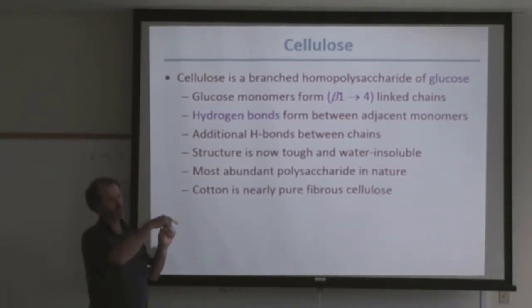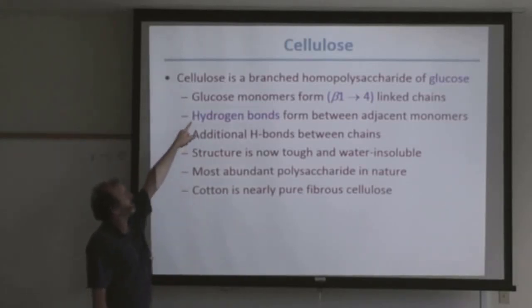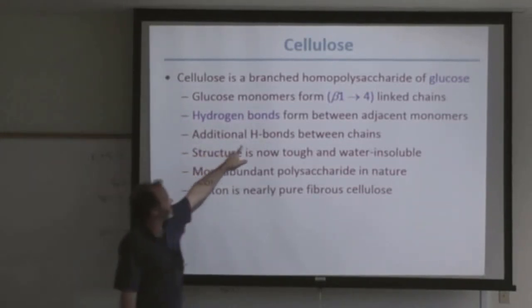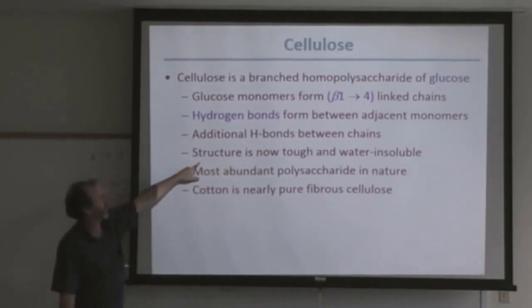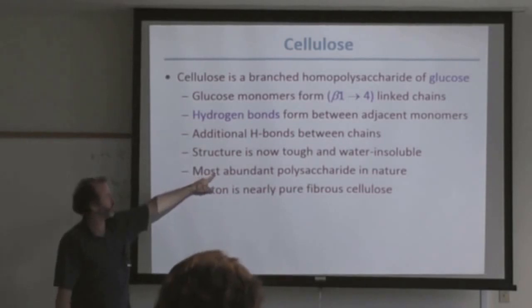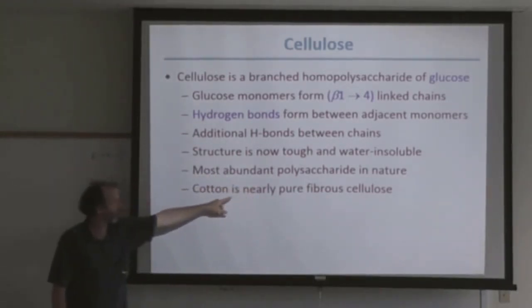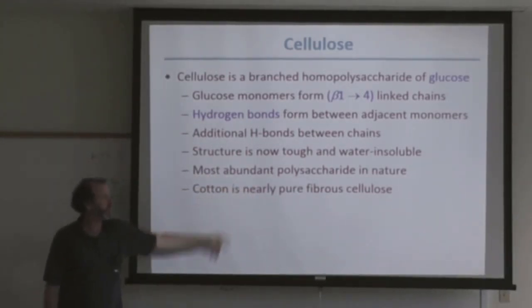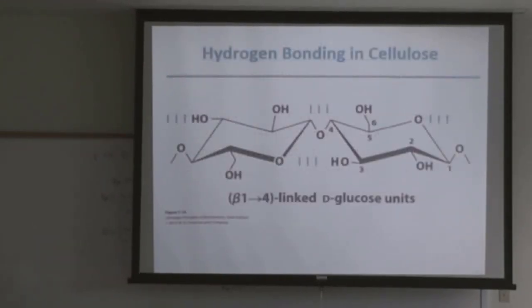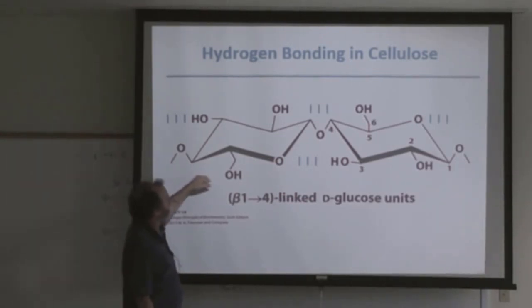Amylose or starch typically likes to form helices, whereas cellulose is more of a linear type structure that flips up and down, which results in additional hydrogen bonds between the chains, and you form this very tough water-insoluble structure. It's the most abundant polysaccharide in nature. Cotton is nearly pure fibrous cellulose. So this is the beta-1 to 4 linked D-glucose unit.